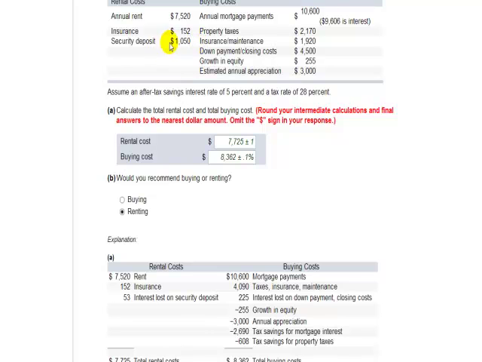But what we do lose is the opportunity to put this into a savings account and earn interest on it. So there's going to be interest lost on it, as you might say, it's an opportunity cost of $53, which is 5% of that $1,050. So the total quantitative cost to rent is $77.25.